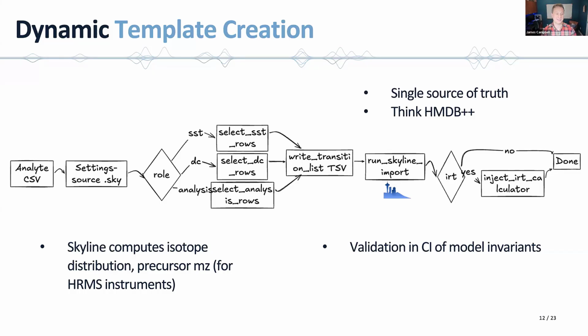But the result is this Skyline template that we can build, and then we go through and validate on a per model version basis in RCI to make sure that everything is tracking. We get to take advantage of Skyline for computing isotope and precursor masses on the basis of chemical formula and so forth.